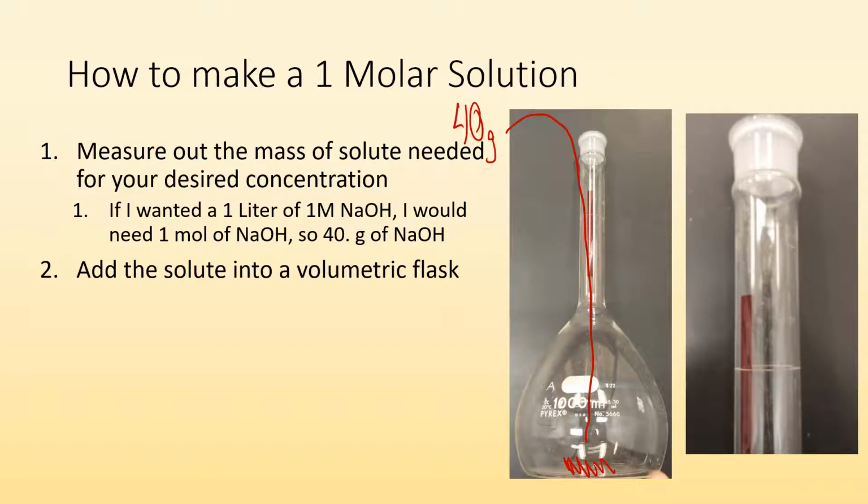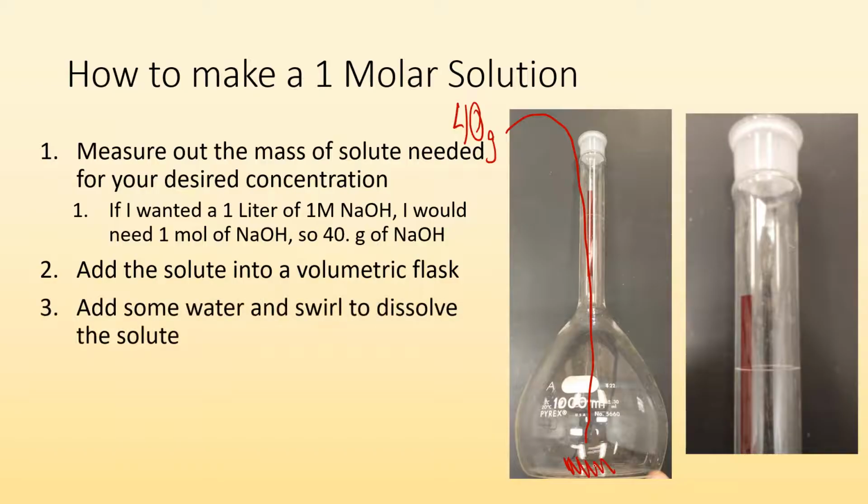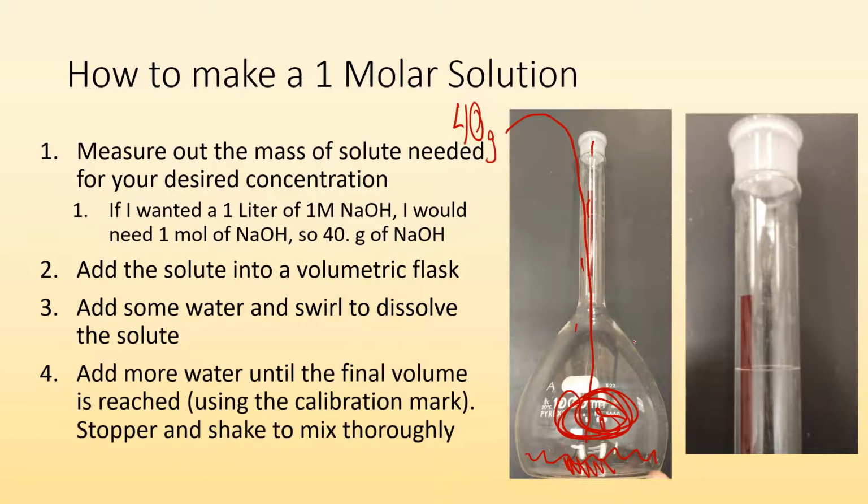Step 2, add the solute to the volumetric flask. Third step, add some water. So now I'm going to add a little bit of water into here and fill it up just a little bit, and then I'm going to swirl it around and shake it to dissolve it all. Once it's all dissolved, then I'm going to add more water until I reach my final volume. So in this case, it'd be 1 liter.